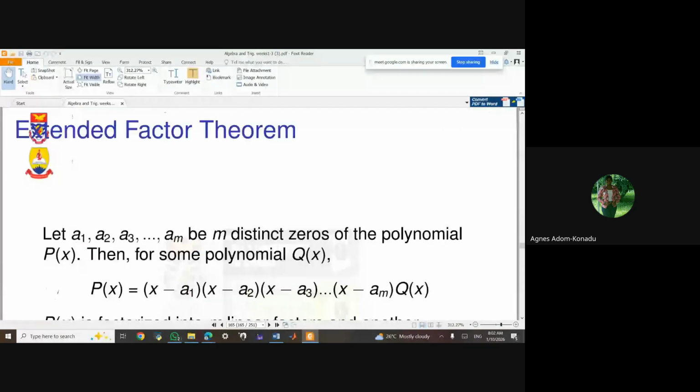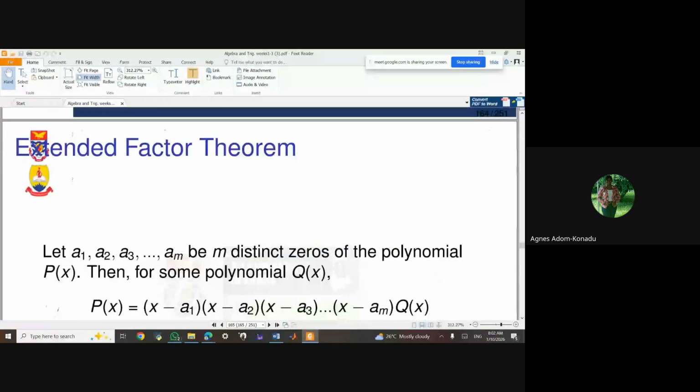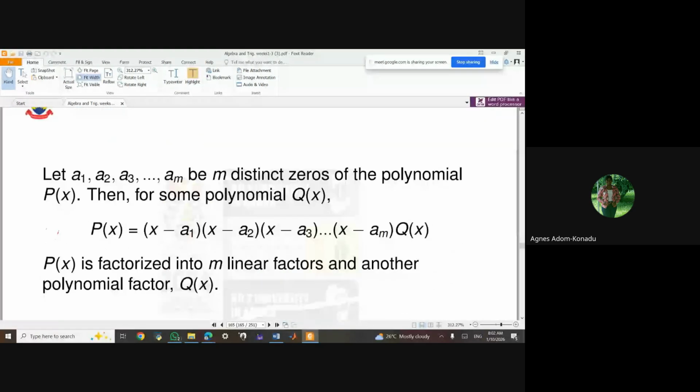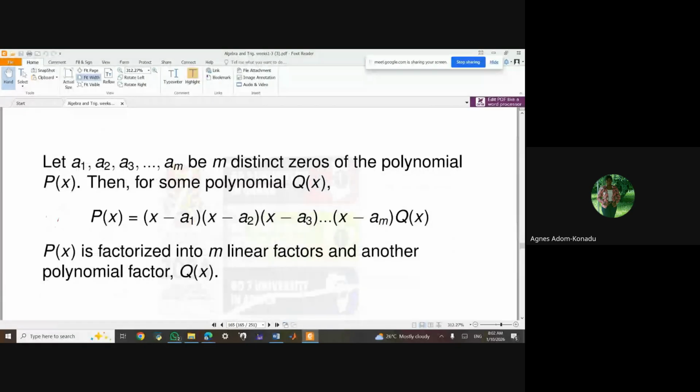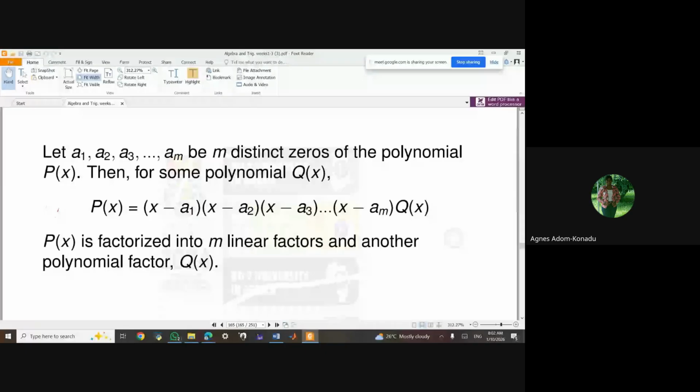Okay, so we are on what we call the extended factor theorem. It says that let A1, A2, A3 up to Am be m distinct zeros of the polynomial function. They are all distinct. Since they are zeros, we can write our P of x as x minus A1, which is a factor, times x minus A2, x minus A3, up to x minus Am, times our Q of x.